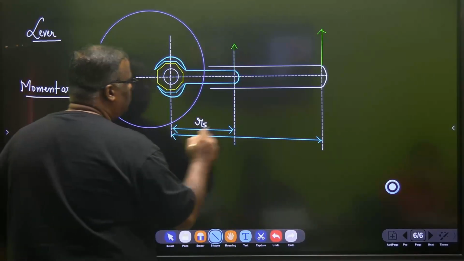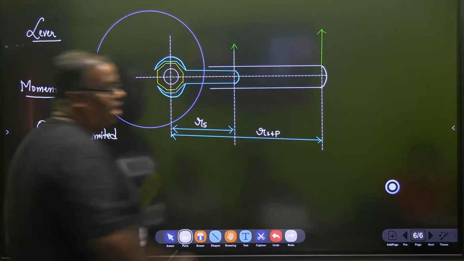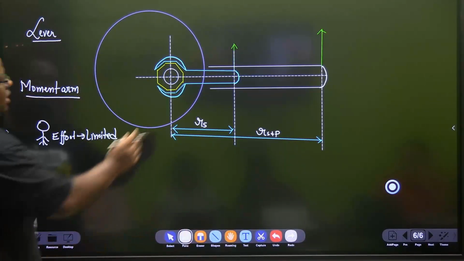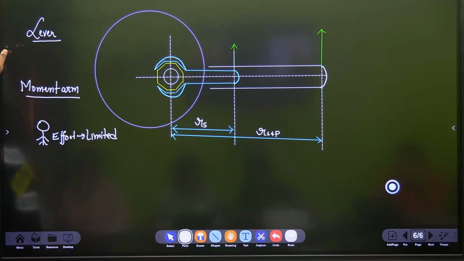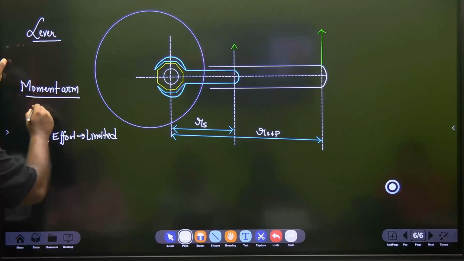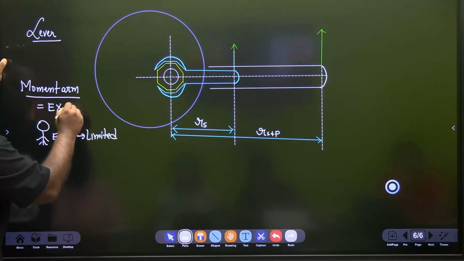The next time, the moment arm available to you is this much. When is the moment arm more? You tell me. This is R_S plus the piece of pipe, R_S plus P. So, to open it, we need something known as torque. Torque is the product of force and the arm. So here, torque is given by the force or effort that you are applying multiplied by the arm length.